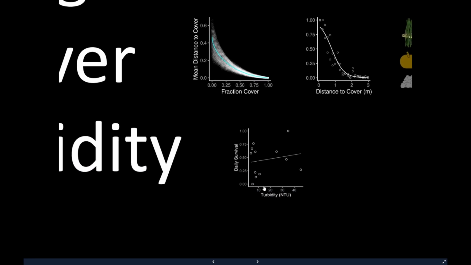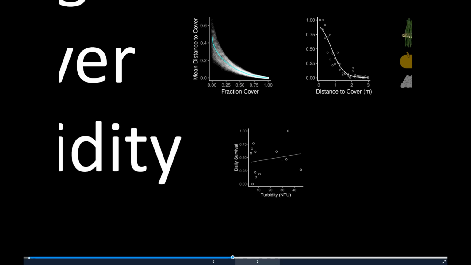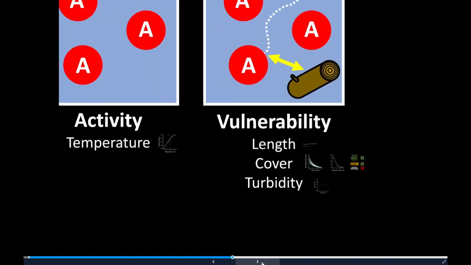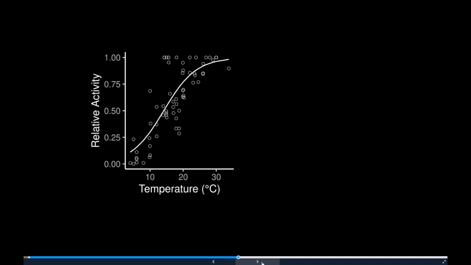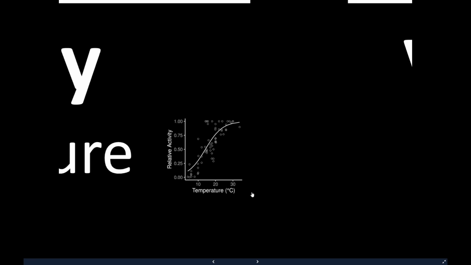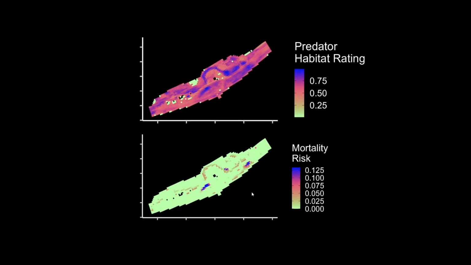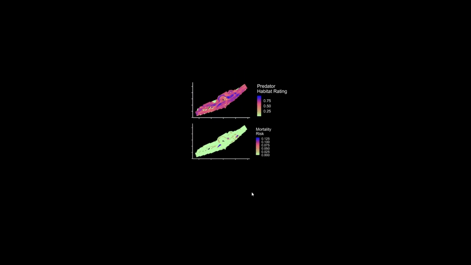And so then we can translate the fraction of cover in a system to the distance to cover. Turbidity also has a very gentle relationship with the ability of a prey to resist predation. That's just based on actual mortality risk of tagged prey going down a system. Okay, just going to zoom out from this. So that is risk from predation.